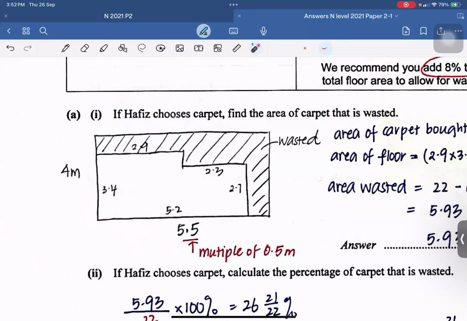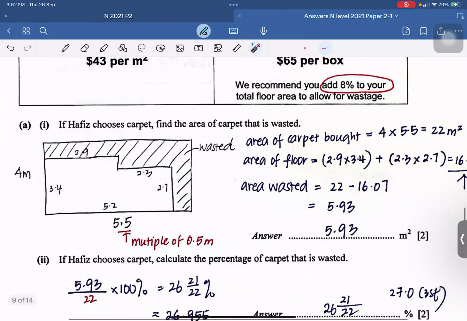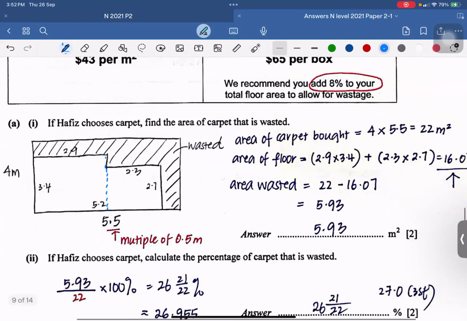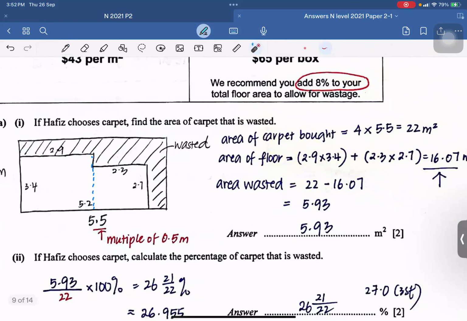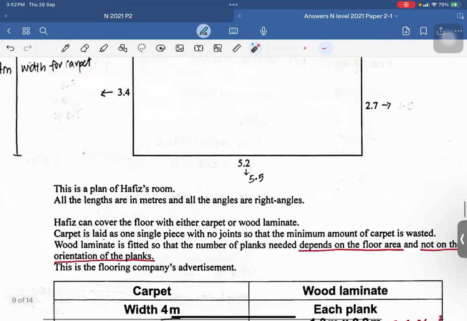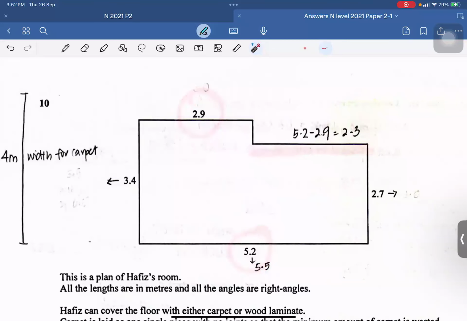Next, they say find the area of the carpet that is wasted. That means they want to find this one, right? So I have to take the area of my rectangle minus away the area of the picture that I have. So for the area of the floor, we split it into 2. I think I cut it like that. So 2.9 times 3.4, one rectangle over here. The other one, 2.3 times 2.7, another rectangle over here. Did they give me 2.3? Oh, they only gave me 2.9. This is 5.2. So I go and calculate this one myself. I minus away to get 2.3.